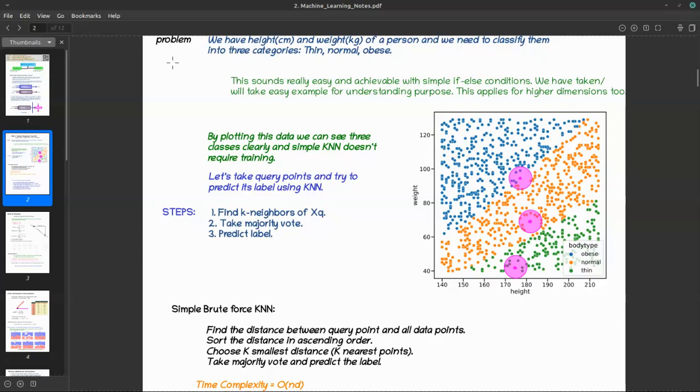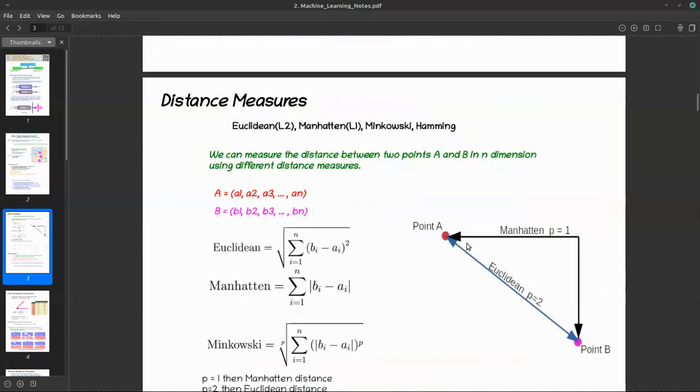KNN does the same. Given the query point, find the k nearest neighbors, 1, 2, 3, 4, 5, 6, k can be anything, and take the majority vote. If the majority is class A, then say class A. If the majority is class B, say class B. That's the whole crux behind KNN. And how to choose the value of k, let's see.